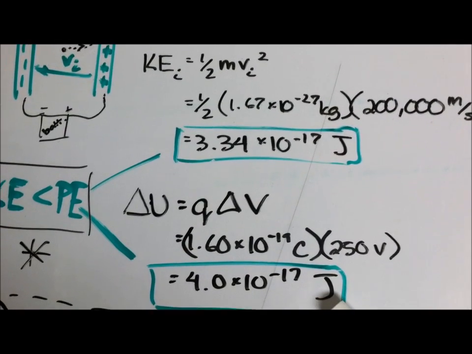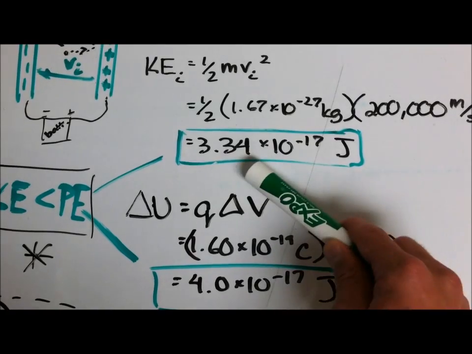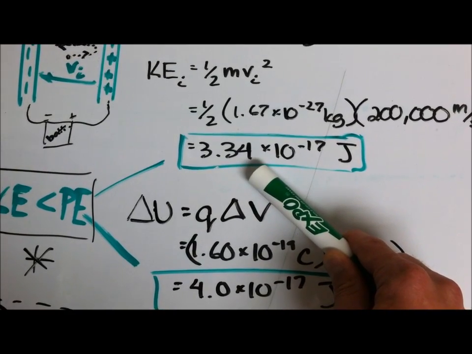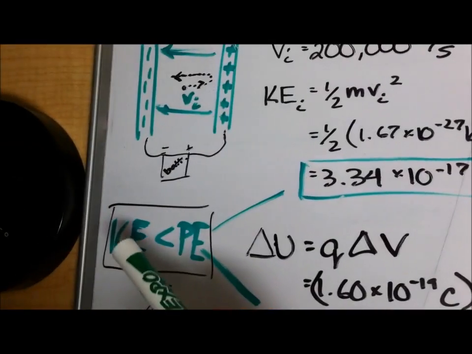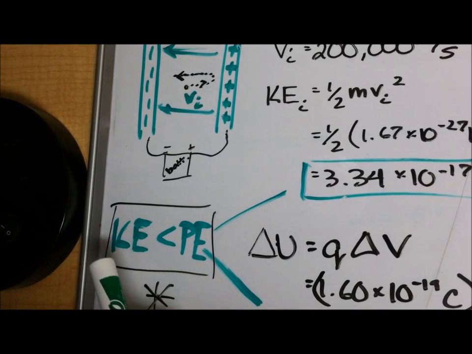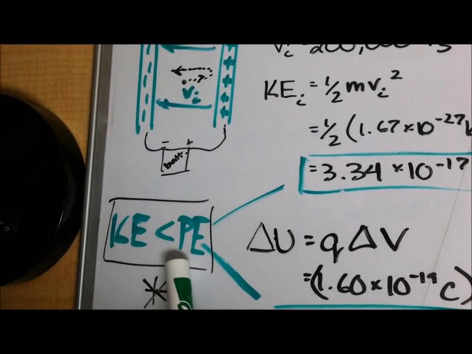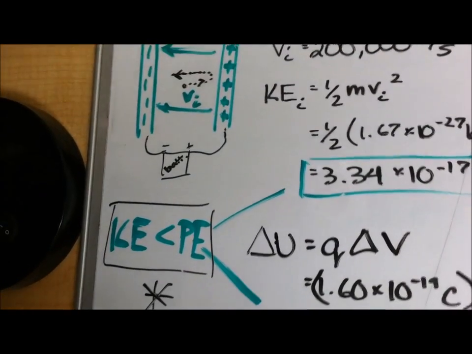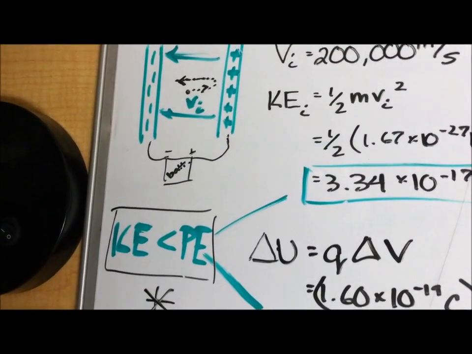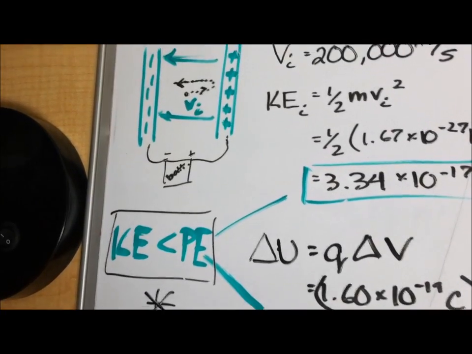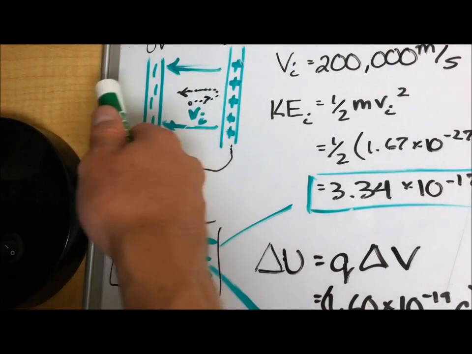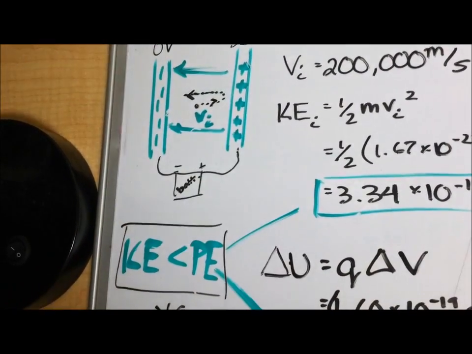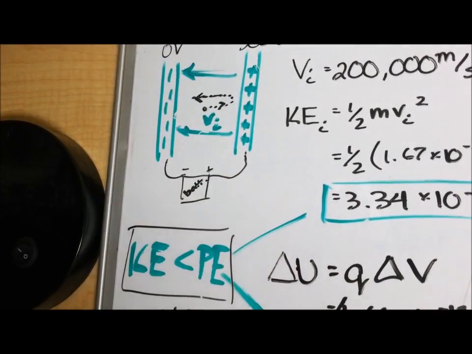So since that number is larger than the actual kinetic energy that we solved for, we know that it's not going to have enough energy to reach that positive plate, so therefore the kinetic energy is less than the potential energy. And that's our solution to part A. Part B asks us to determine the proton speed as it collides with the negative plate. So as it's already done all of this and it goes back to collide with the negative plate, we're determining the speed as it collides with that negative plate.